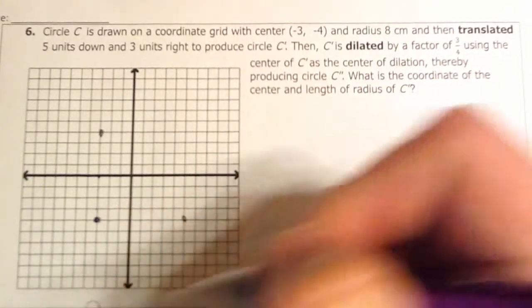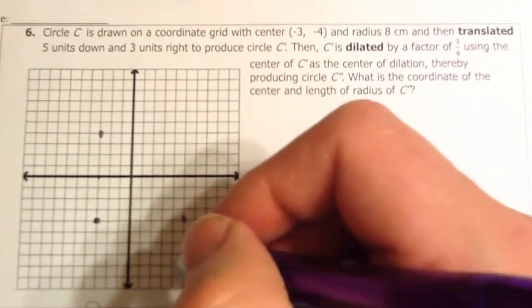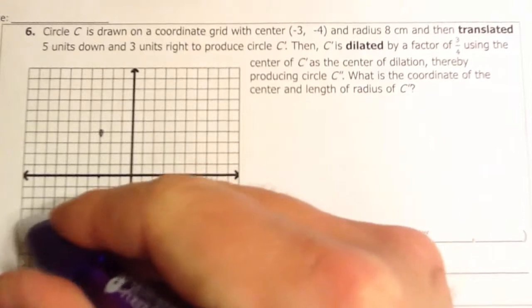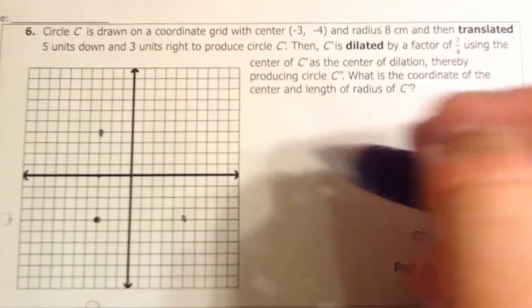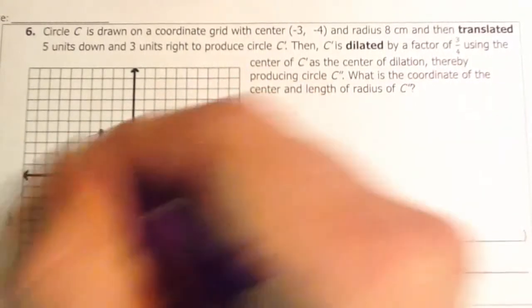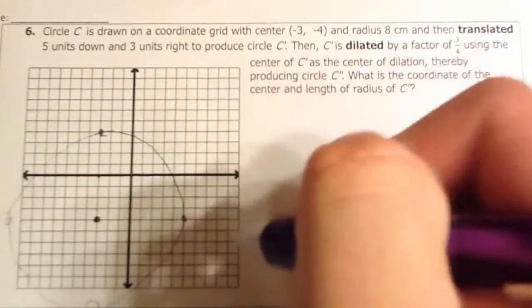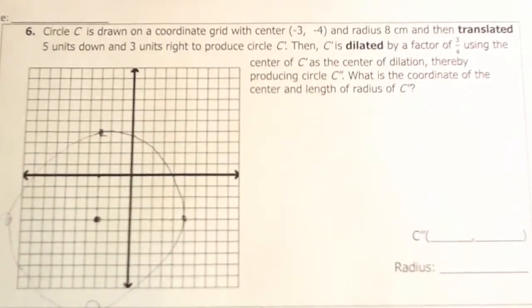So somewhere out here in space. 1, 2, 3, 4, 5, 6, 7, 8. Again, somewhere out here in space. So we get an idea what our circle kind of looks like. I know it's kind of ugly, but it'll work.